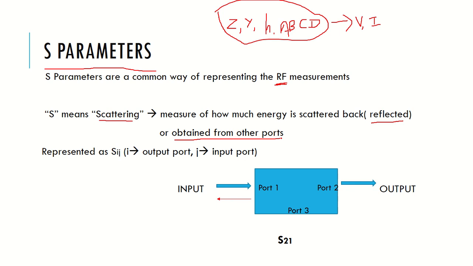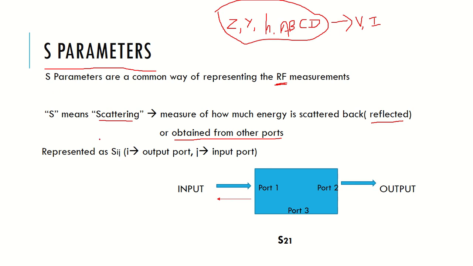Also, the voltage and current are not singular terms hereafter. It is a combination of various quantities of voltage and various quantities of current. So we cannot use the same Z, Y, H and ABCD we used in low frequency circuits here also. I need to define a new set of parameters which are capable of measuring at higher ranges, at RF ranges, and those kind of parameters are what we call the S parameters, where S stands for scattering.